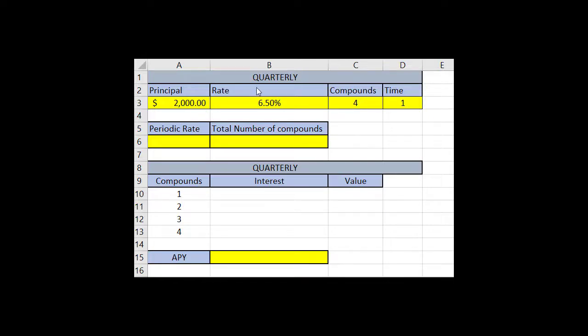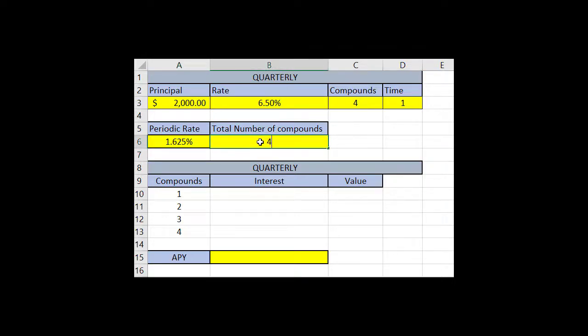So here's the quarterly one. We have $2,000. We're doing this quarterly, which means every 3 months or 4 times a year. So you're going to get interest 4 times a year, and then we're going to calculate the APY. First, we need the periodic rate because 6.5% is the APR. It is not the periodic rate, obviously. So here we're just going to take the 6.5% APR and divide it by 4, because there's 4 compounds a year. So you're getting 1/4 the interest.